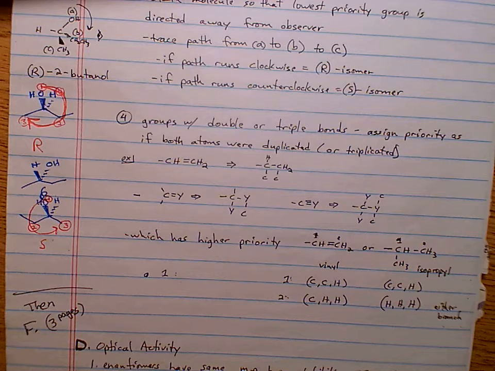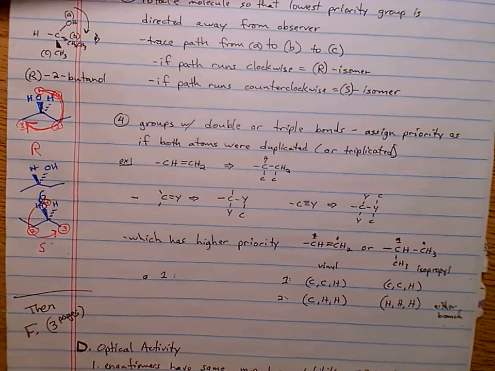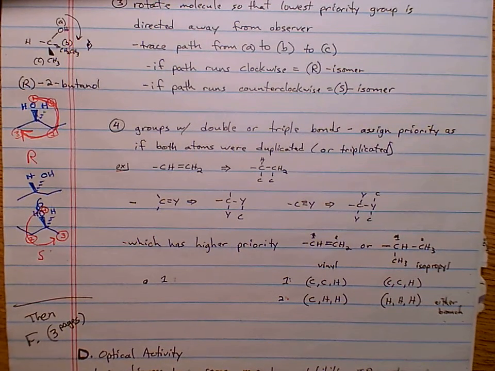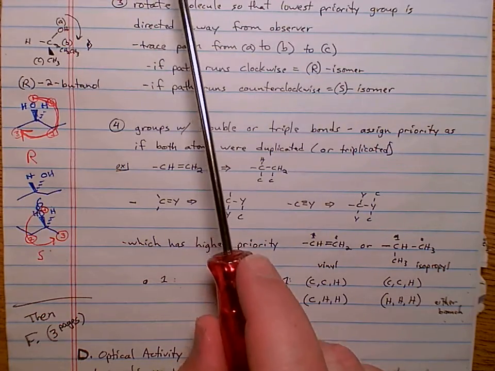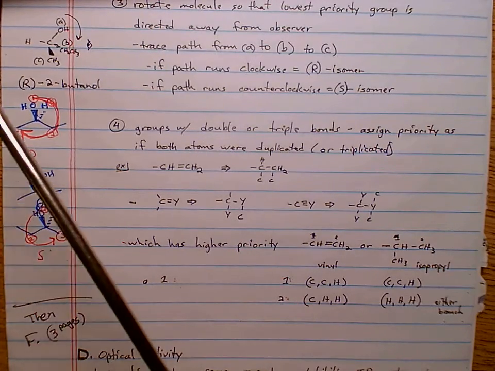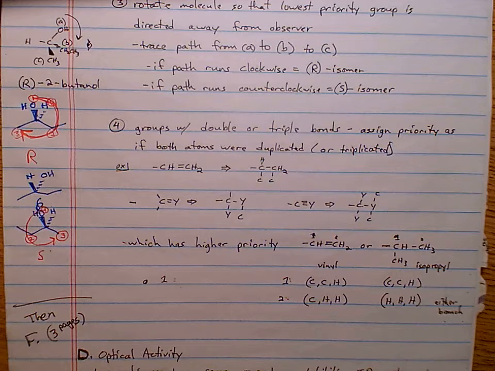Okay. Now, this video is getting a little bit long, but there's a few other things we need to discuss. One thing is, there actually is kind of a shortcut. There is a little bit of a shortcut to this problem, especially if you're having problems rotating the molecule so that the lowest priority group is directed away from you. Because what if you had an issue with that?